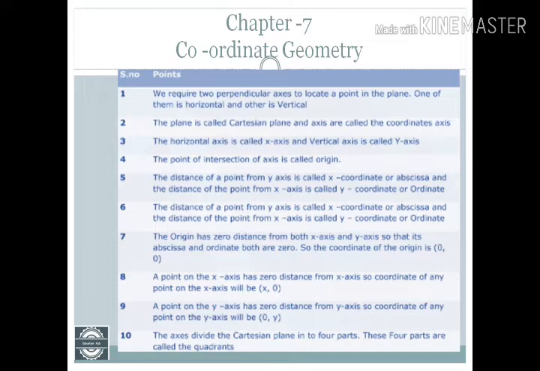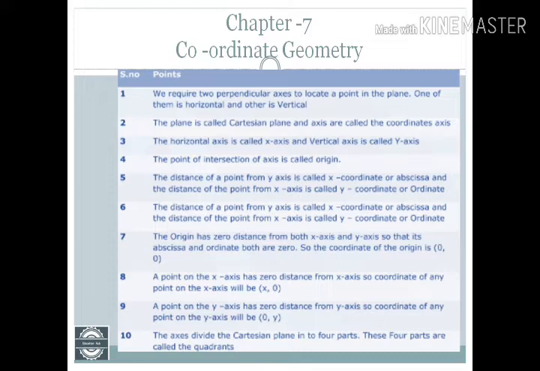Here the plane is called the Cartesian plane and the axes are called coordinate axes. The horizontal axis is called the x-axis and the vertical is called the y-axis. The point of intersection of the axes is called the origin. The distance of a point from the y-axis is called the x-coordinate, or abscissa, and the distance from the x-axis is called the ordinate. These two, abscissa and ordinate, are very important.